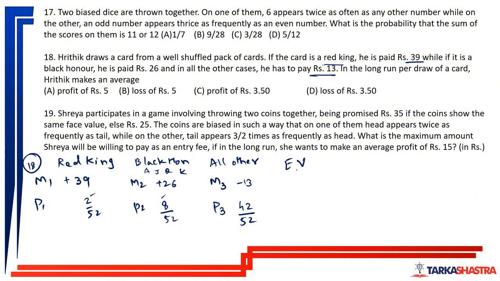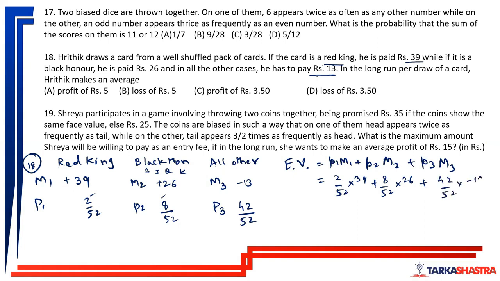Now expected value EV in long run. Okay, what I am saying, expected value in long run will be P1 M1 plus P2 M2 plus P3 M3 and so on. But यहाँ पे 3 terms. So P1 is 2 by 52 into 39. P2 is 8 by 52 into 26. And P3 is 42 by 52 into minus 30.